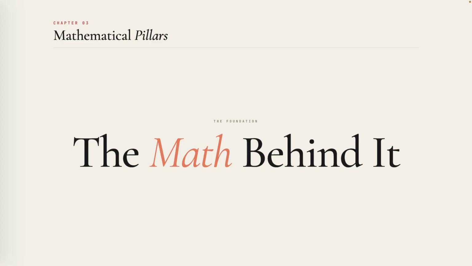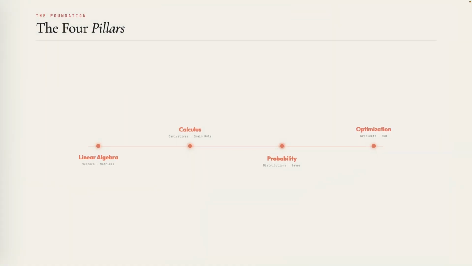The math behind AI usually comes down to four big pillars. Linear algebra, the math of vectors and matrices. How we organize numbers so a model can work with them all at once. Calculus, the math of change. How one thing moves when another moves. This is what helps a model figure out how to improve itself.